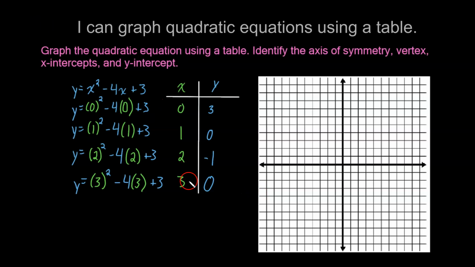And let's go one more value just to get a little bit more data points here. So let's go with 4. So I would go y equals 4 squared minus 4 times 4 plus 3. So 4 squared is 16, minus 4 times 4, that's 16, so 16 minus 16 is 0 plus 3, so this would give us 3 right here. So I'd say this gives us some good data points right here to graph this equation.